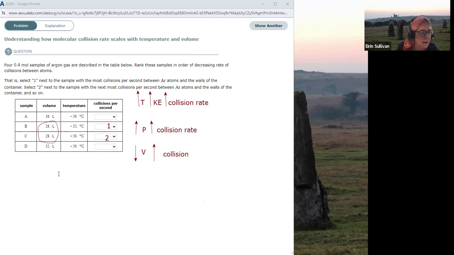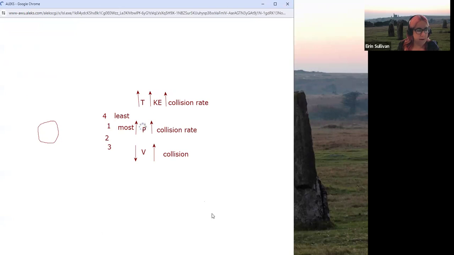So what else have we got next? Again, we have the same temperature for the other two, but different volumes. A smaller volume is going to be a higher pressure, more collision rate. So 32 would be a smaller volume than 36, so that has to be my next, and then this one would be last. So this 4 is the least amount of collisions per second, and 1 would be the most amount of collisions per second. Okay, so I'm going to show you another one, just so you can see the kind of variation.